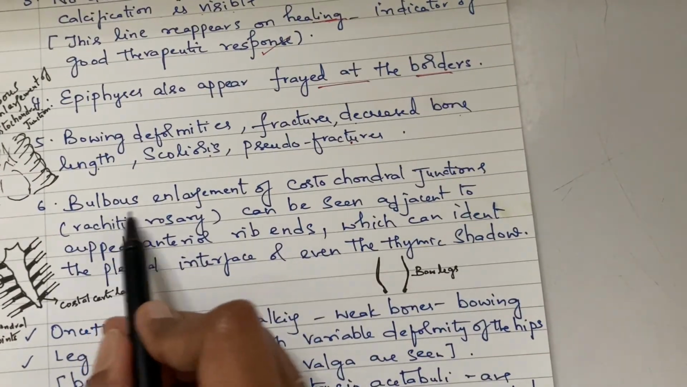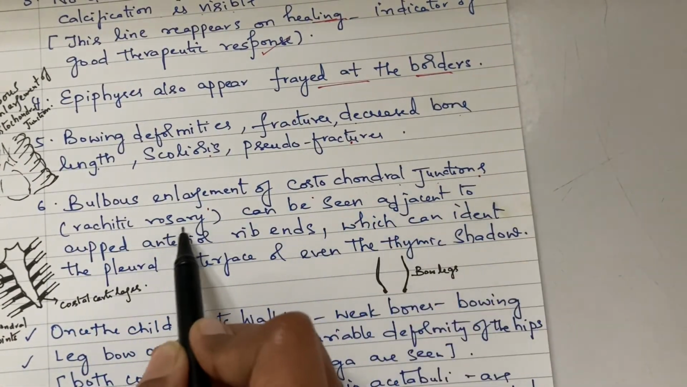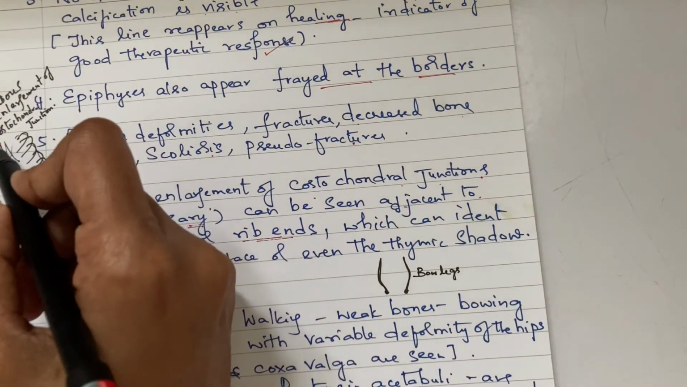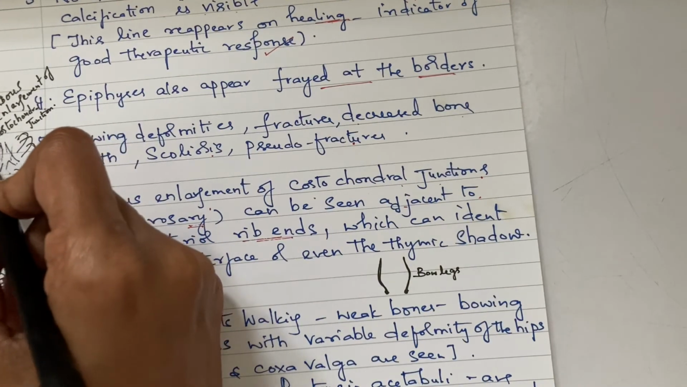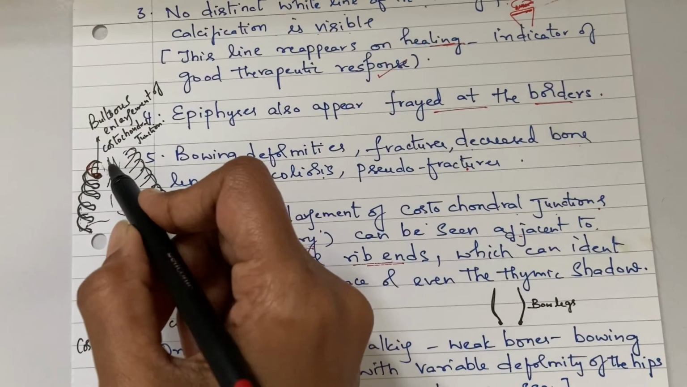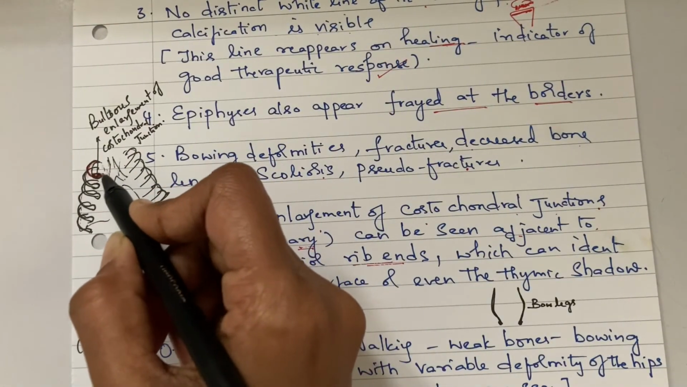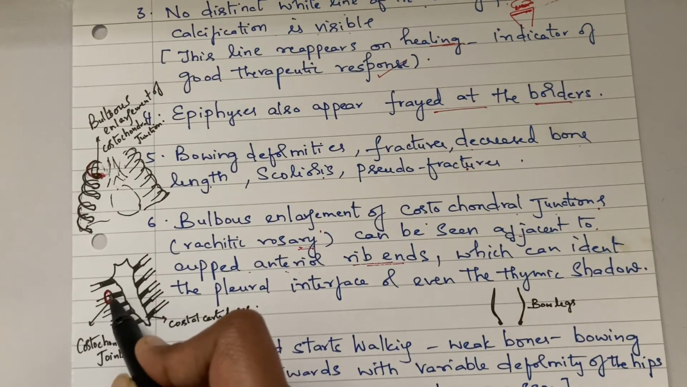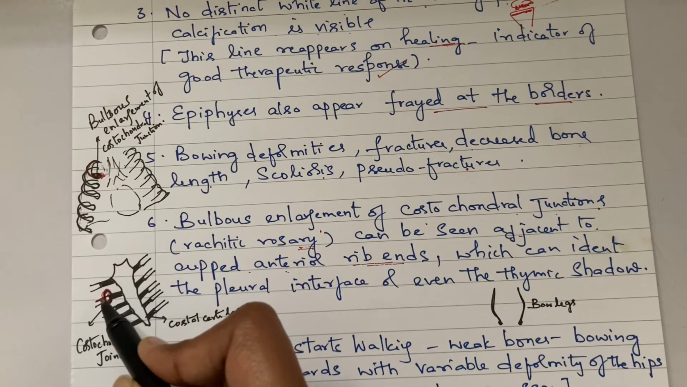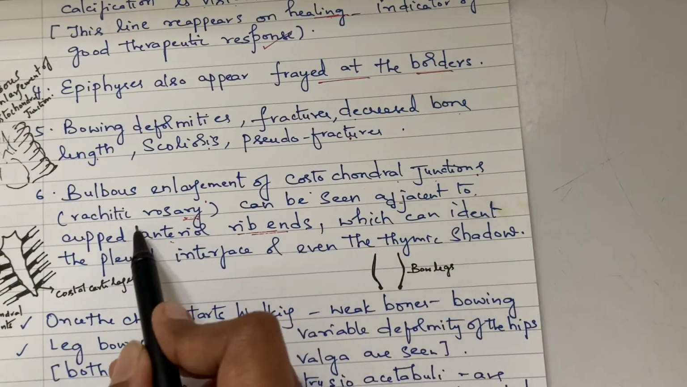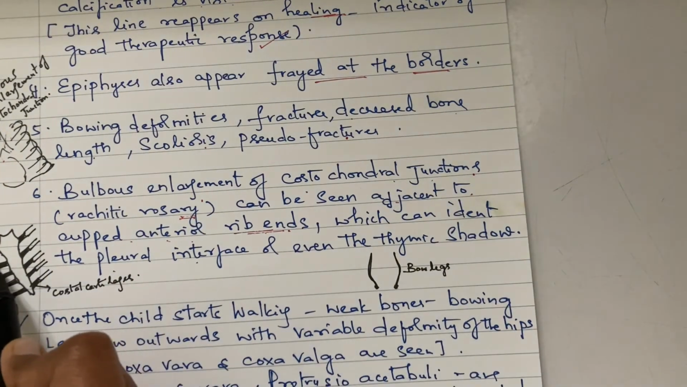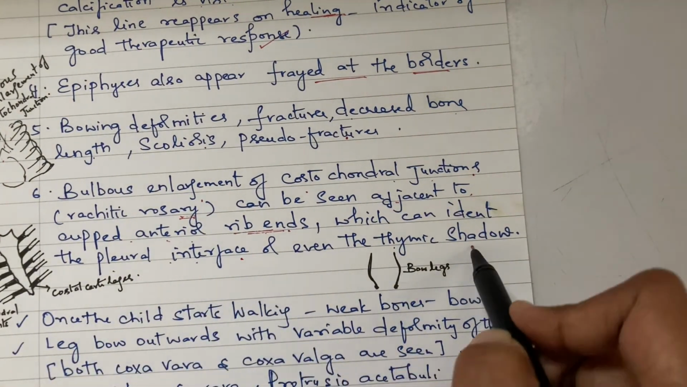Then we have bulbous enlargement of the costochondral junction, that is called rachitic rosary, which can be seen adjacent to cupped anterior ribs. Here we have sternum. This is the anterior end of the rib. Here we have cartilage, this is the costochondral junction. At this end there will be bulbous enlargement. Bulbous enlargement of the costochondral junction is called rachitic rosary, seen adjacent to the cupped anterior ribs, which can indent the pleural interface or even the thymic shadow.